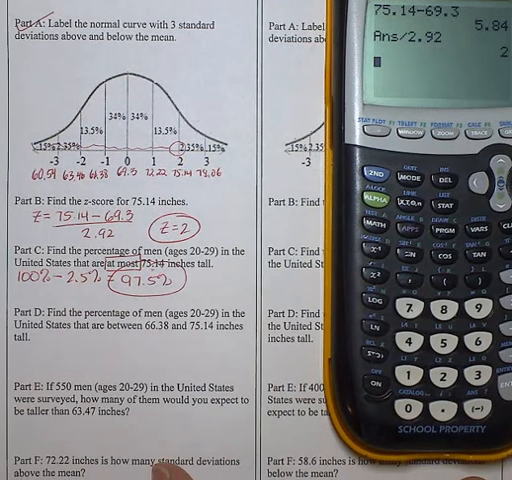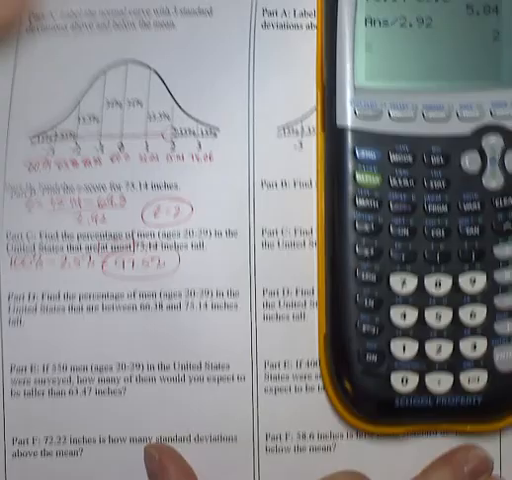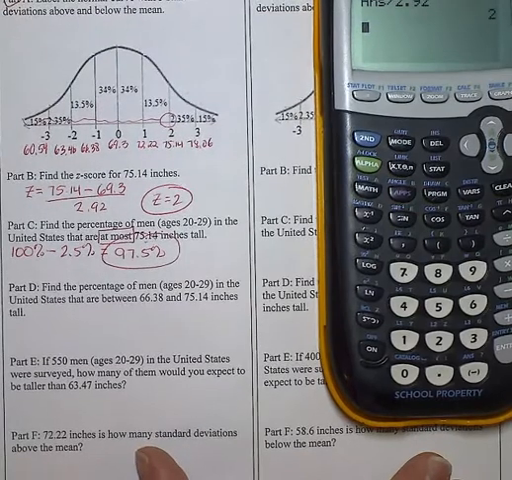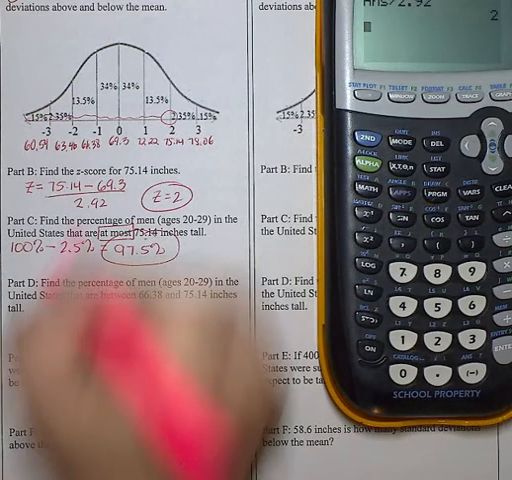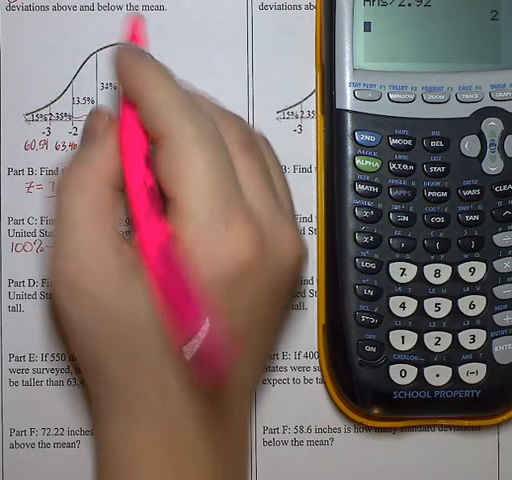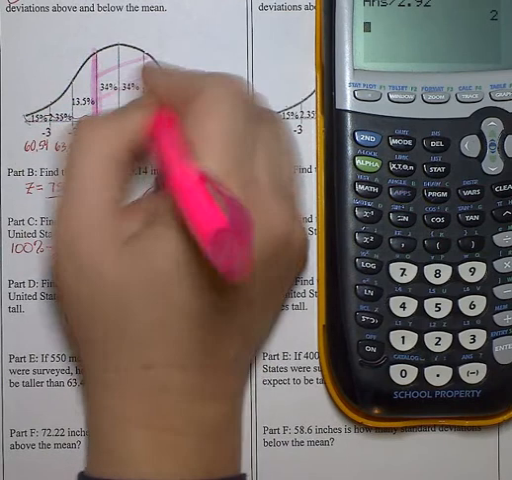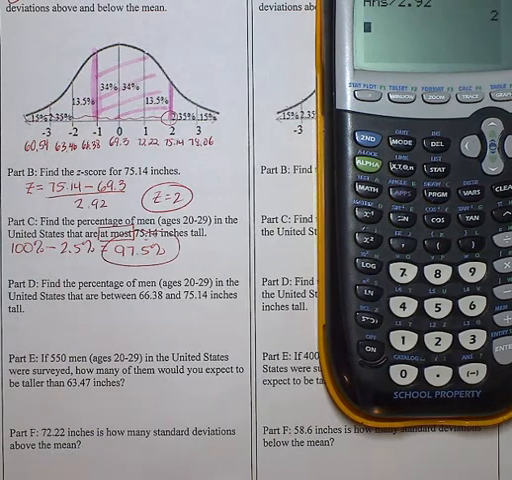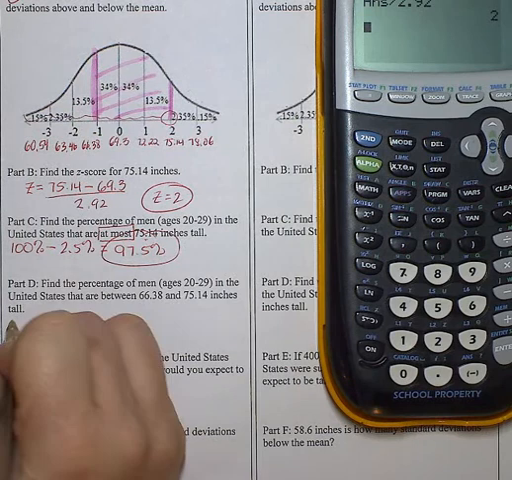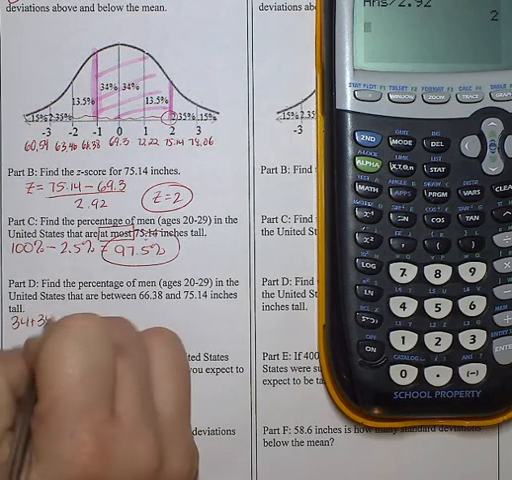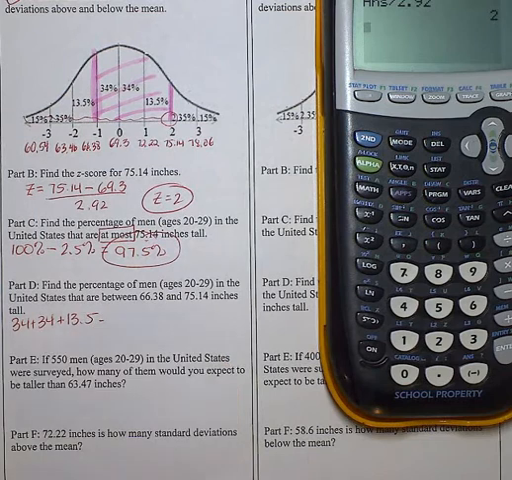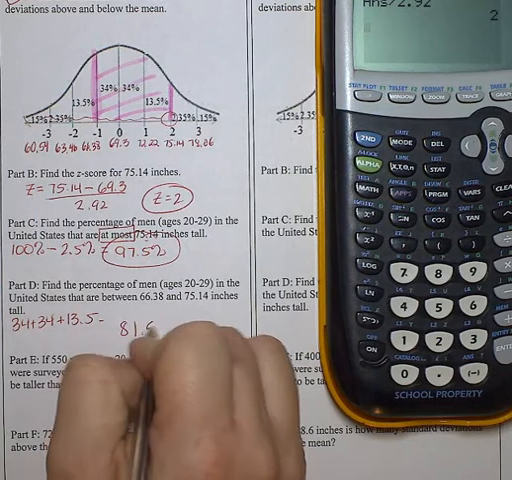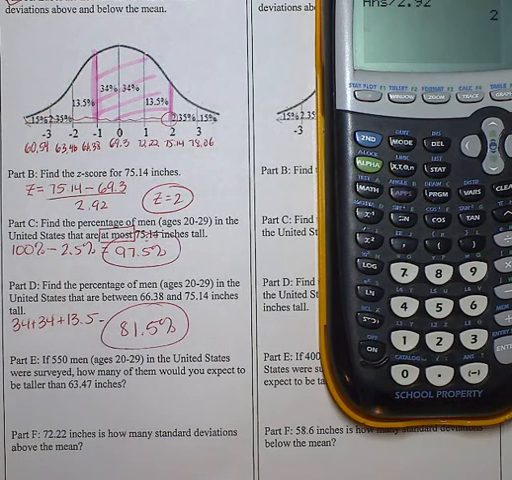Okay, part D. Find the percentage of men in the United States that are between 66.38 inches and 75.14. So I want to just do this. All right, so I want to know this region. So add up the percentages you see for me, please. And I come up with 81.5. Let's not round it. 81.5%.